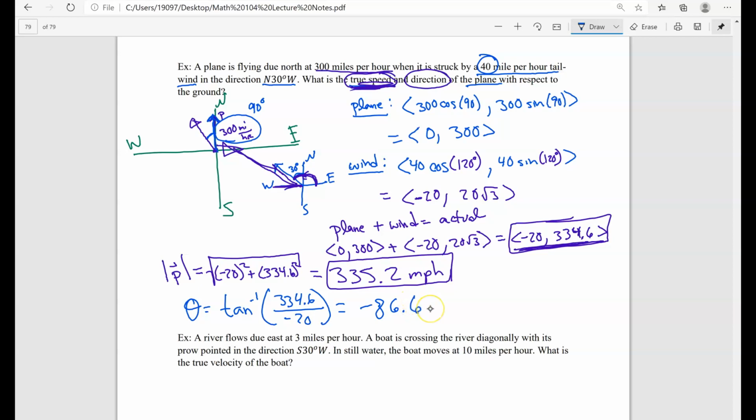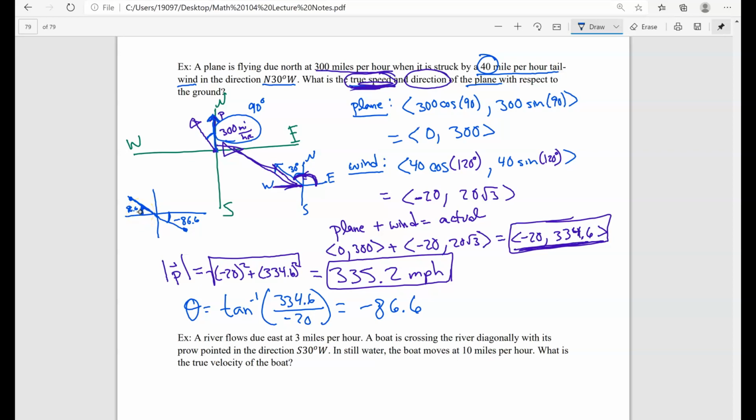Now, notice that this doesn't make any sense because the inverse tangent is restricted. So basically the angle that you found was this one, and what we want is over here. So this one is going to be negative 86.6. So if this is 86.6, this one should also be 86.6. Okay, so that small angle should also be 86.6.